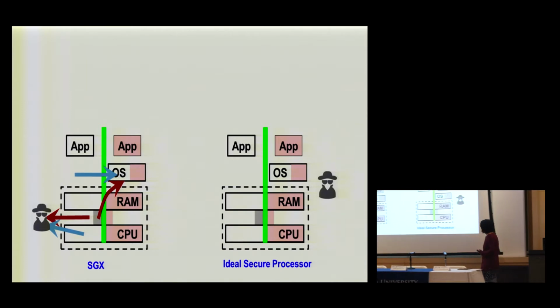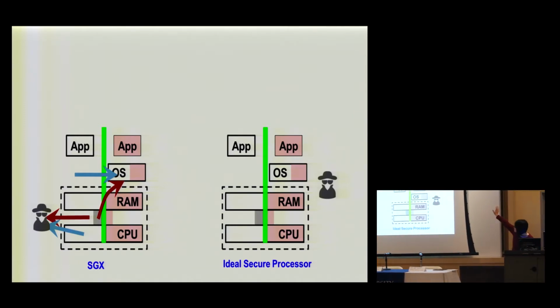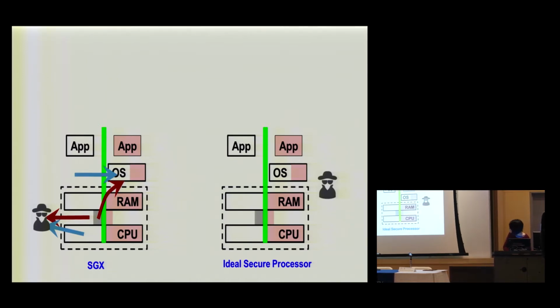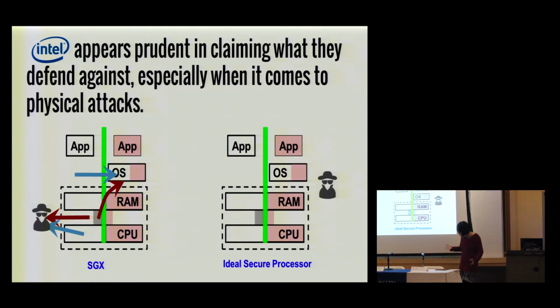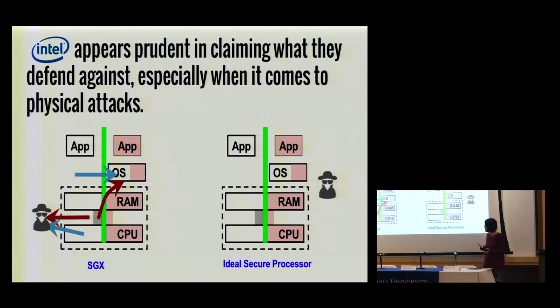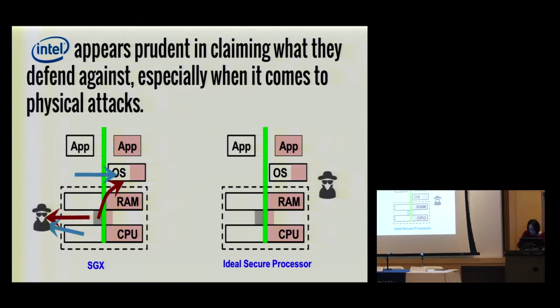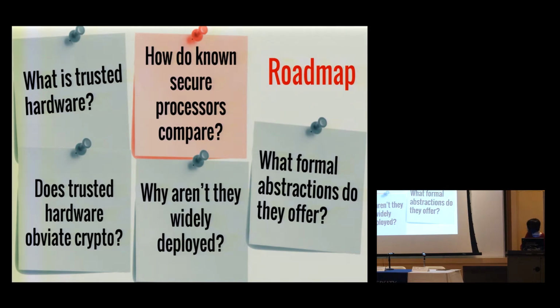So, to quickly recap what I just covered: the ideal secure processor and what we have in the real world. Intel is actually quite careful about what they claim they defend against. They're smart people. They know about these attacks, and therefore, if you read their specs and white papers online, they don't make exaggerated claims. In the interest of time, I'm going to skip through this.